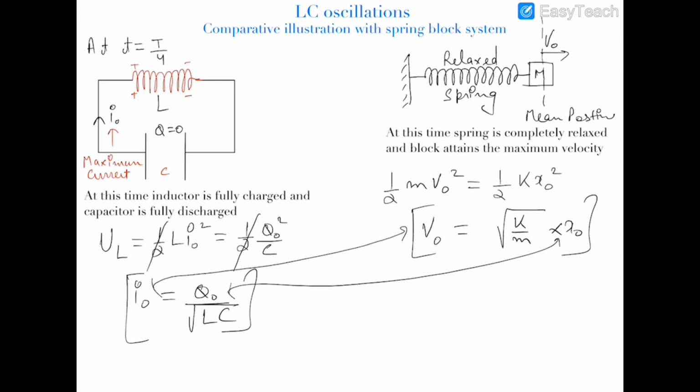So therefore we know that 1 upon C is comparable to K, and L is comparable to m. And we also discussed in the previous videos that the self-inductance is also known as electromagnetic inertia, and obviously mass is the representative of inertia.